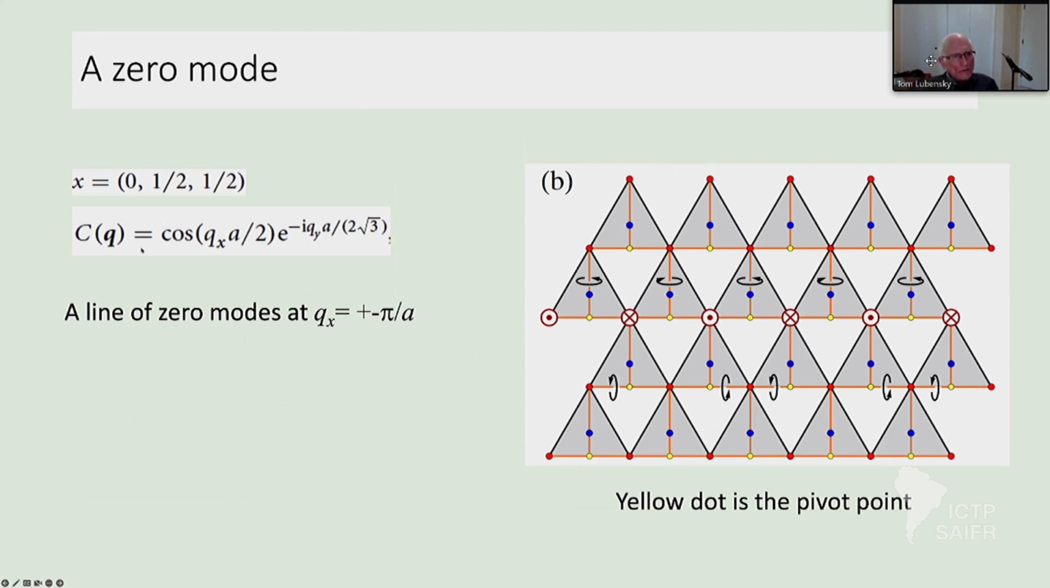So we have a line of zero modes, and you can see here, this is what CQ is. If I set Qx equal to plus or minus pi, plus or minus pi, this guy goes to 0, and that's what the zero mode is. So they put them all together.